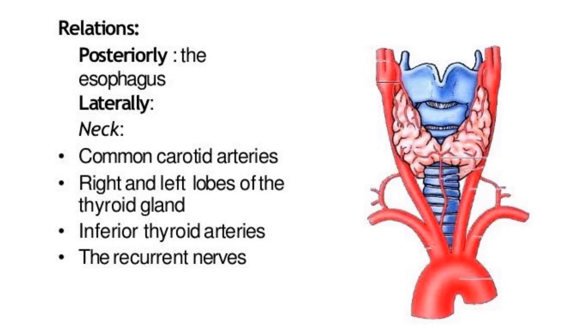This image is showing the posterior and lateral relations of the trachea. As we all know, posteriorly trachea is related to the esophagus and vertebral column. On each side, in the neck, it is related to the common carotid arteries, right and left lobes of the thyroid gland, inferior thyroid arteries, and the recurrent nerves. These were the relations of the cervical part of trachea.